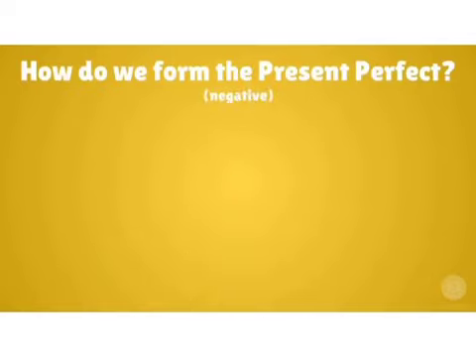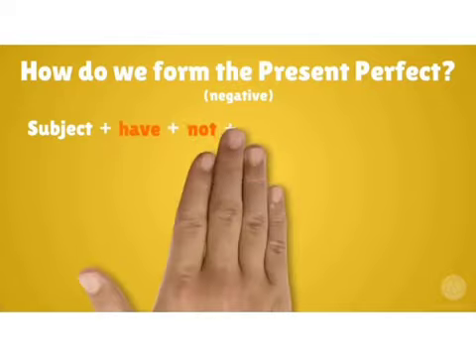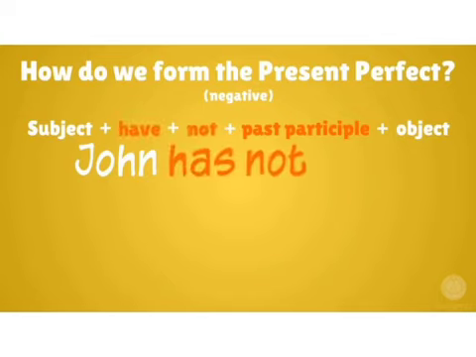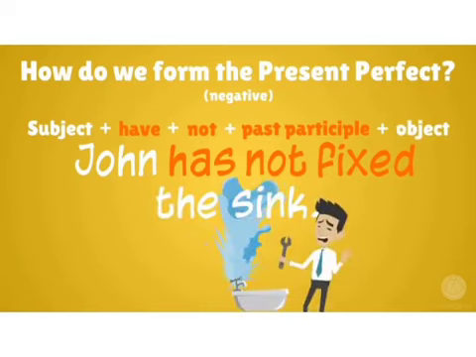How do we form the present perfect negative sentence? For that, we need subject plus have plus not plus participle plus object. Example, John. Since John is singular, we have used has. John has not fixed the sink.